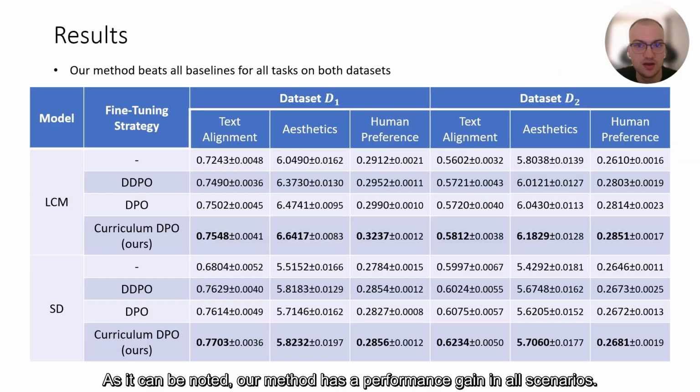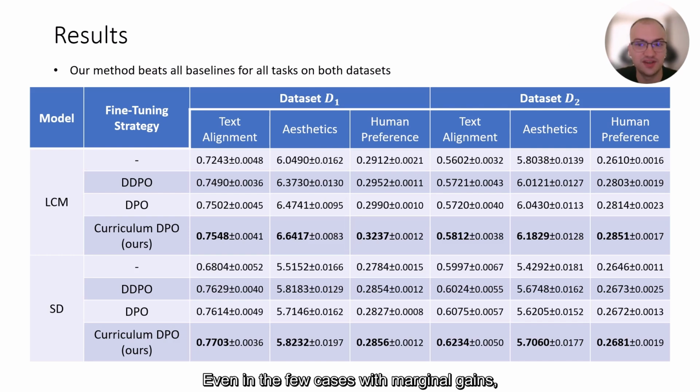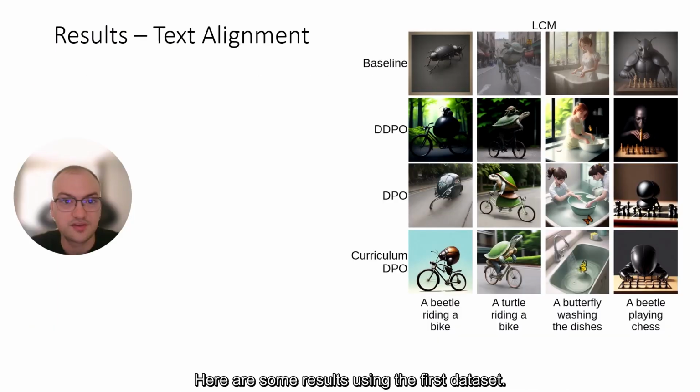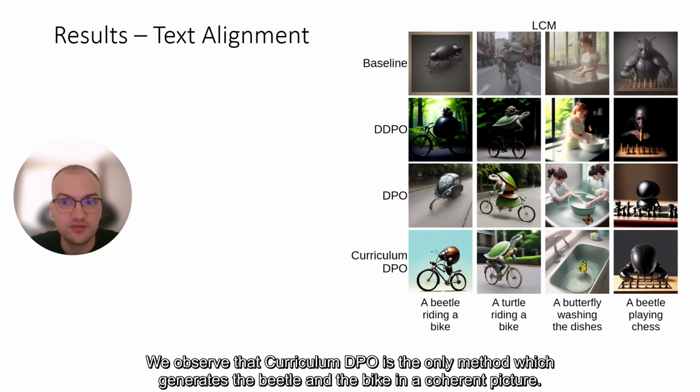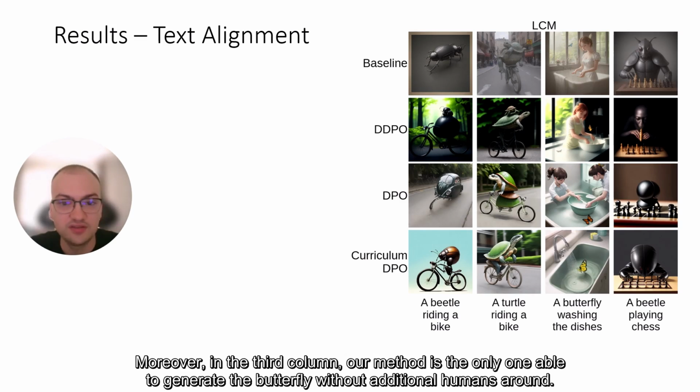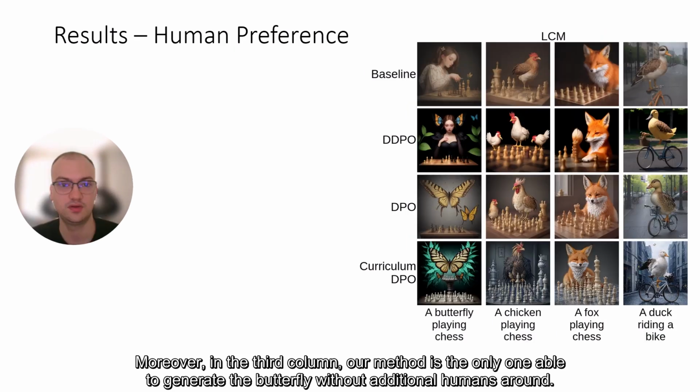Results. As it can be noted, our method has a performance gain in all scenarios. Even in the few cases with marginal gains, the superiority of our method is demonstrated through multiple runs. Here are some results using the first dataset. We observed that curriculum DPO is the only method which generates the beetle and the bike in a coherent picture. Moreover, in the third column, our method is the only one able to generate the butterfly without additional humans around.